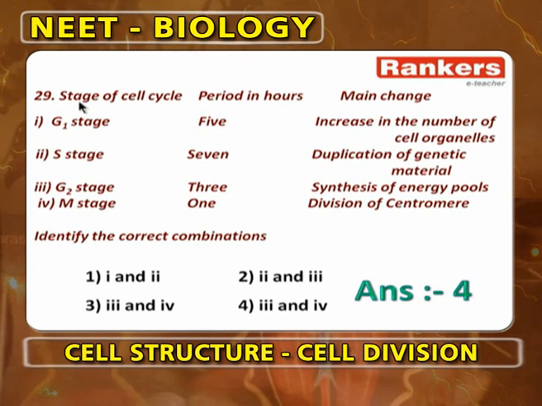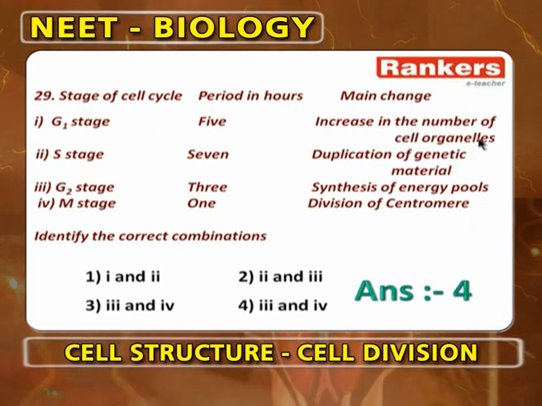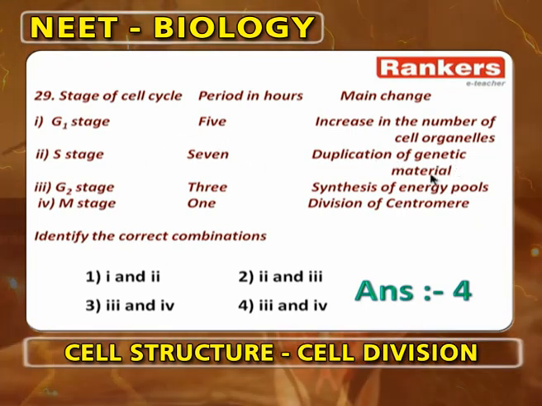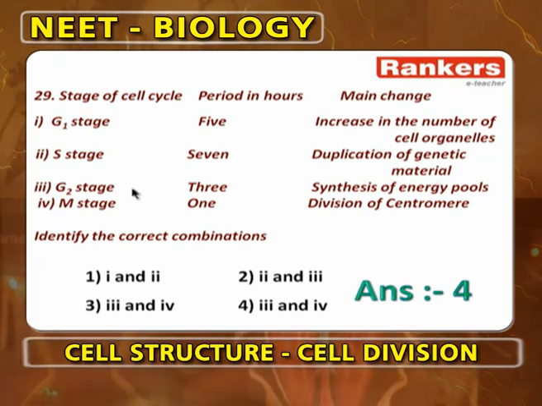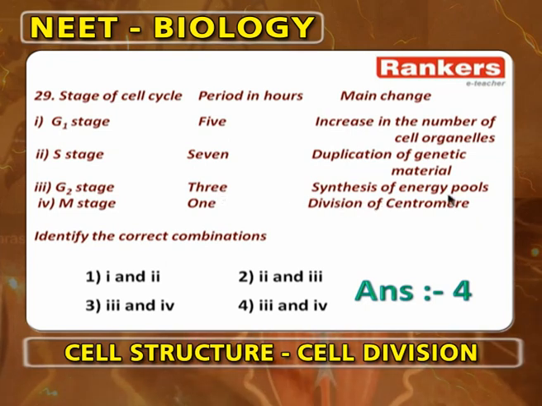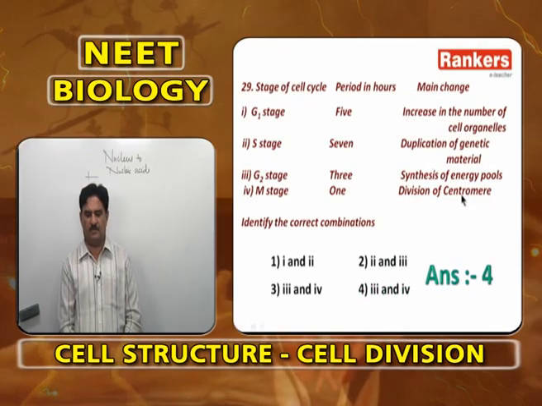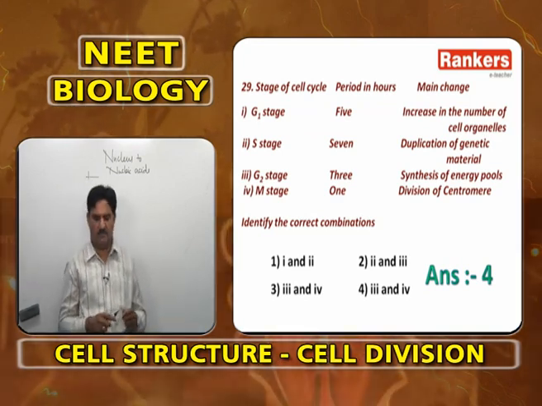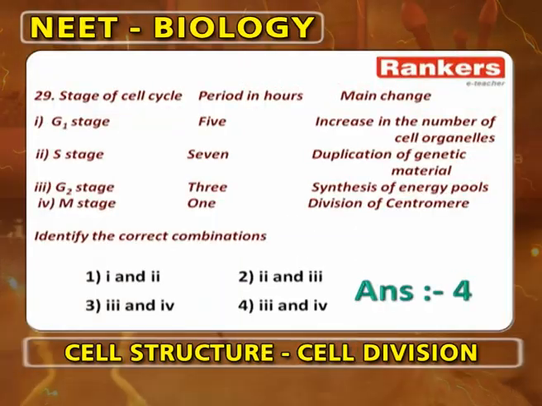It is a 3-column matching. Stage of cell cycle, period of hours, main change. G1 stage, 5 hours, increase in the number of cell organelles. Increase in the number of cell organelles does not occur in the G1 stage. S stage, 7 hours, duplication of genetic material, that is DNA. G2 stage, 3 hours, synthesis of energy pool is correct. M stage, 1 hour, division of centromere is correct. So 3 and 4 are correct. Not duplication of genetic material, it is duplication of only DNA. So the answer is 3 and 4, that is the fourth option.